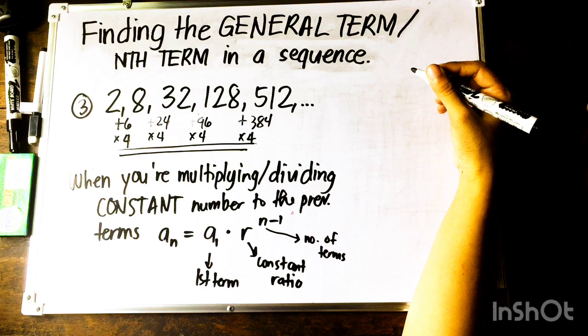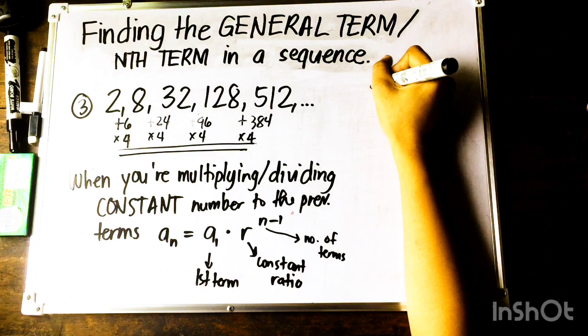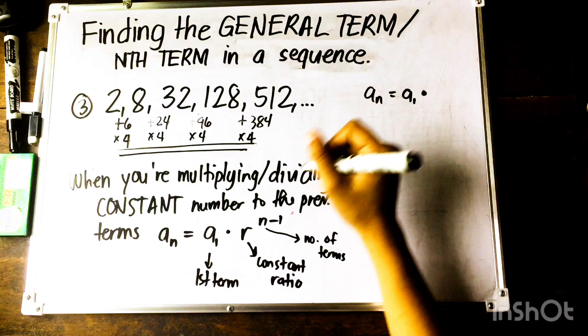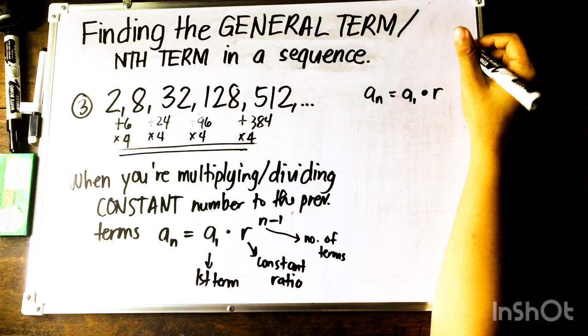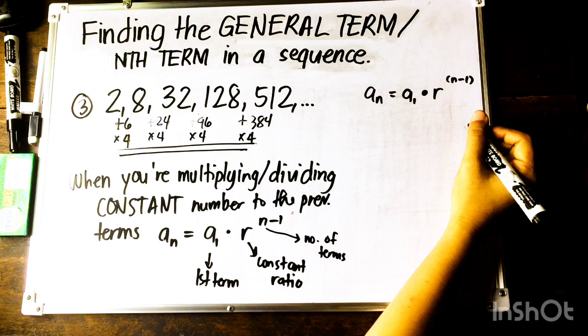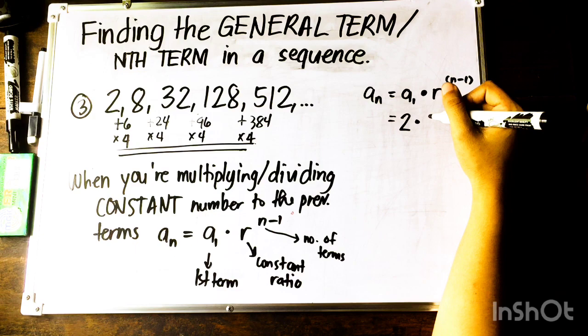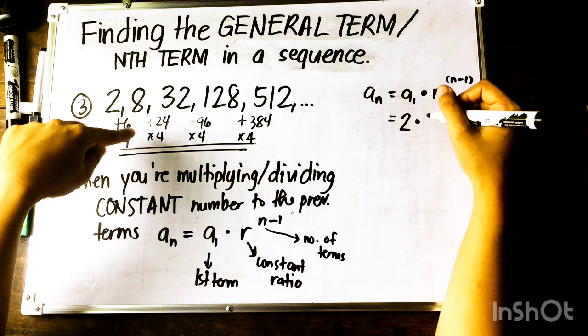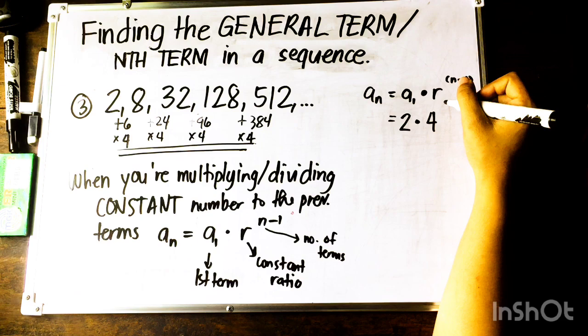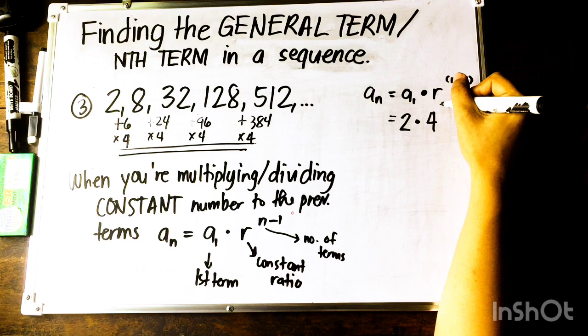Now, magsisubstitute lang tayo since applicable yung formula natin dito. So, the general formula still a sub 1 times, again, ibig sabihin yung class is times, r raised to, you may write it in a parenthesis, diba? Para hindi kayo malito kung alin yung naka-exponent talaga. Okay, our first term here is 2, okay, times our r, ano ba yung constant nating minumultiply or dinidivide? So, in this case is 4. We constantly multiplying 4. So, 4 yung ratio natin. And still, hindi natin alam kung ilan ba yung number of terms. So, still n minus 1.